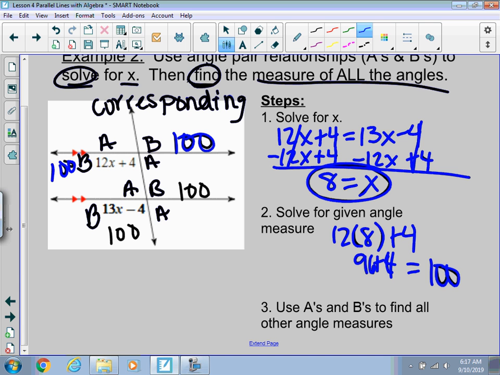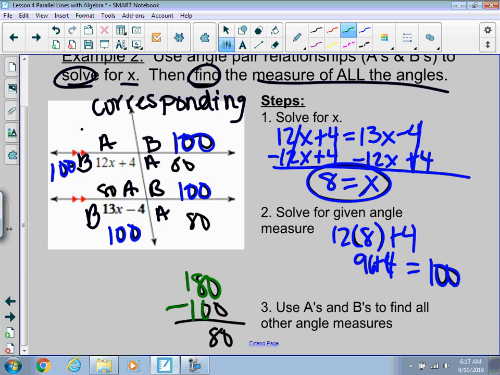Okay, to find all of my A's, I'm going to take 100 and I'm going to subtract it from 180 to get 80. And so all of my A's would be 80 degrees. Okay, so again, you can either use your vocabulary or you can use your A's and B's. Either one is a wonderful tool to help you solve these problems.